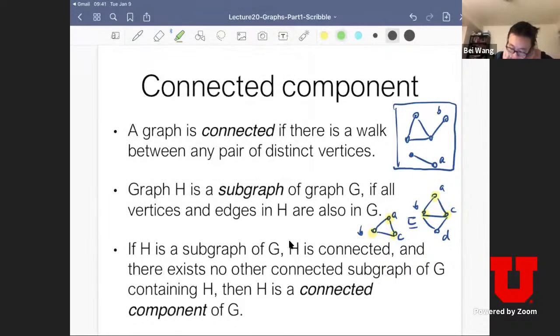Now, the edge AB is in H, and AB is in G; AC is in H, AC is in G; BC is in H, and BC is in G. So this is an example of a subgraph. Now, if H is a subgraph of G, H is connected, and there exists no other connected subgraph of G containing H, then H is a connected component of G.